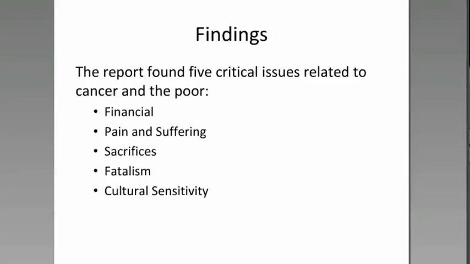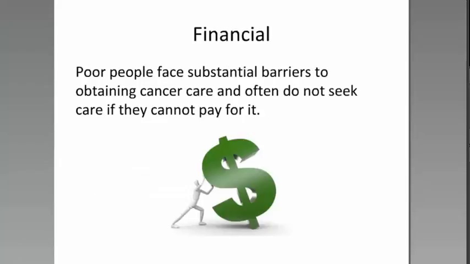And the report found 5 critical issues related to cancer and the poor. The 5 critical issues were financial, pain and suffering, sacrifices, fatalism, and cultural sensitivity. So I'm going to go ahead and review each point a little bit more in depth. So we'll start with financial.